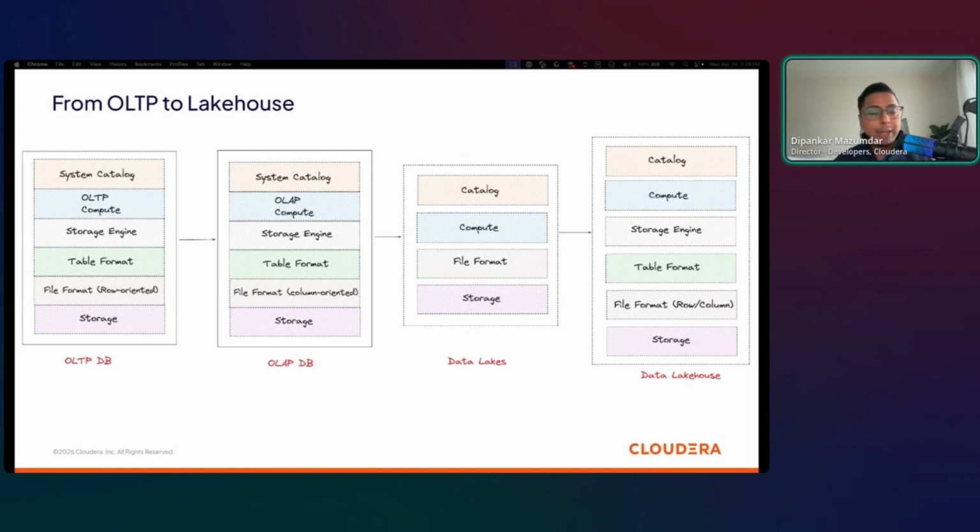So then came the era of data lakes, and primarily they addressed two things. One was the cost, and the other was the flexibility of working with different data types like structured, semi-structured, and unstructured. Data lakes introduced open file formats like Parquet, ORC, and Avro. And the key architectural change was the separation of storage and compute. But also, there was no table format or storage engine in a data lake, right? Which meant no ACID guarantees, no transactions, and those kinds of capabilities were missing.